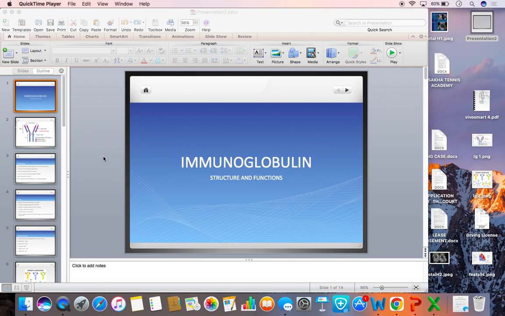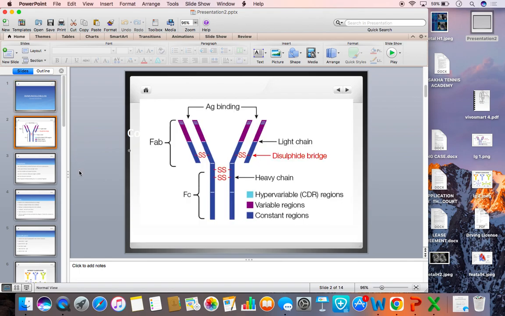Immunoglobulins are the antibodies. They are present in the plasma, lymph, body fluids, peritoneal fluids, CSF. They offer protection against the various infections, say viral, bacterial, or fungal. So let us know the structure of the immunoglobulin.